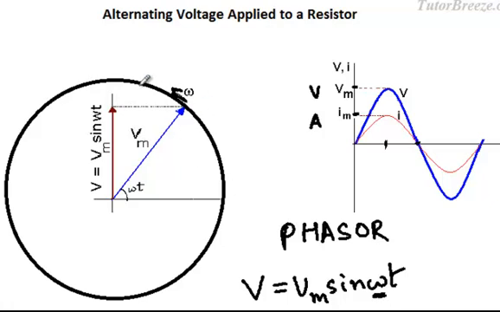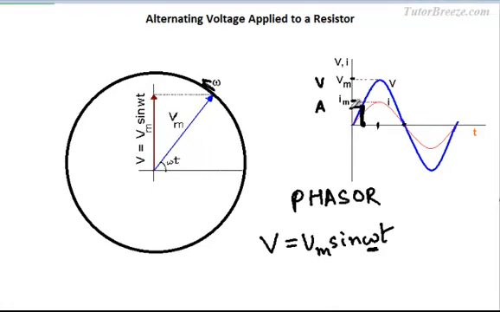So the angular speed of rotation is the same as the angular frequency of the wave. The projection of this vector on the y-axis gives us the instantaneous value of the phasor. Instantaneous value would be, at any instant, what is the value of the voltage? This is the value of the voltage. Now this value is the instantaneous value, which will have a magnitude of Vm sine omega t. If you put in this value of t into this expression, and if you know the angular frequency and you know the amplitude, you will get the instantaneous value of the voltage.